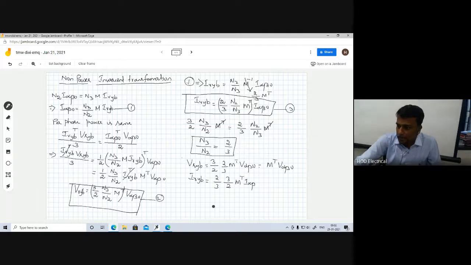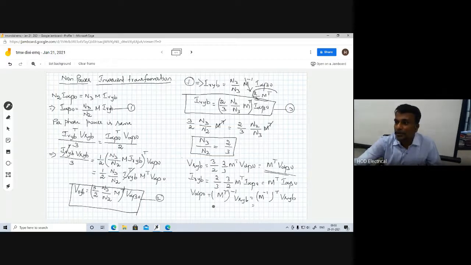Now we can find V alpha beta naught as well. V alpha beta naught is nothing but, from this equation, M transpose inverse into VRYB. We can write M inverse of transpose into VRYB. Already we know M inverse equal to 2/3 M transpose. Already I have written here. Let me substitute. So 2/3 M transpose of the transpose M into VRYB.